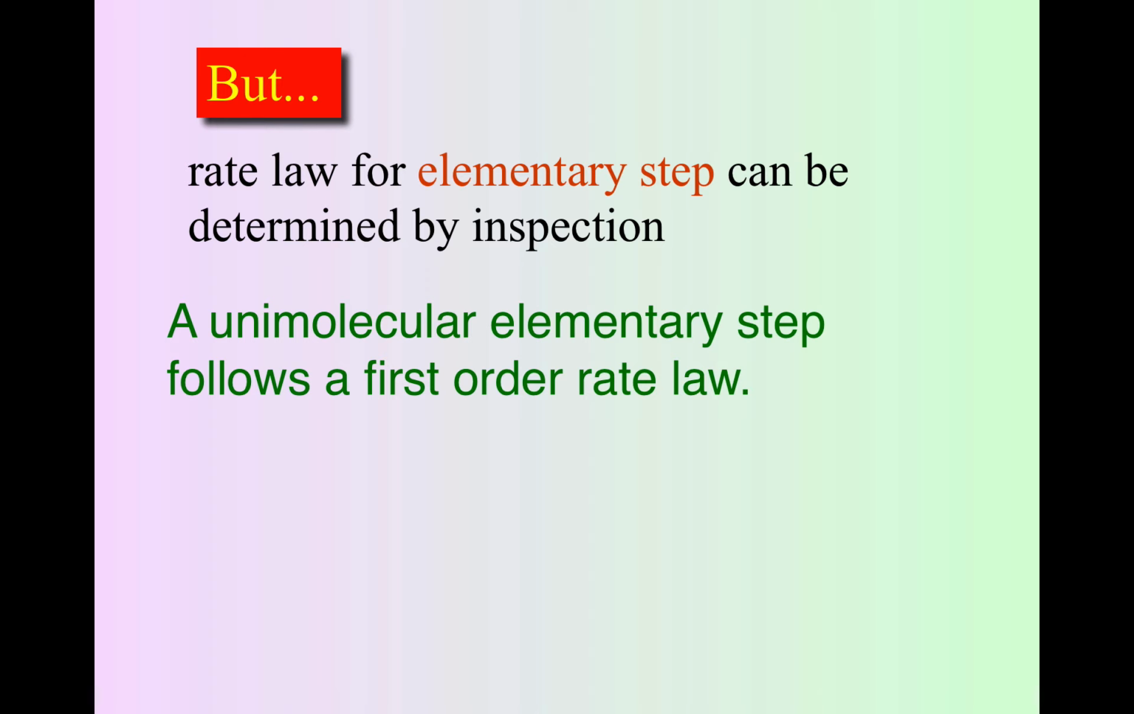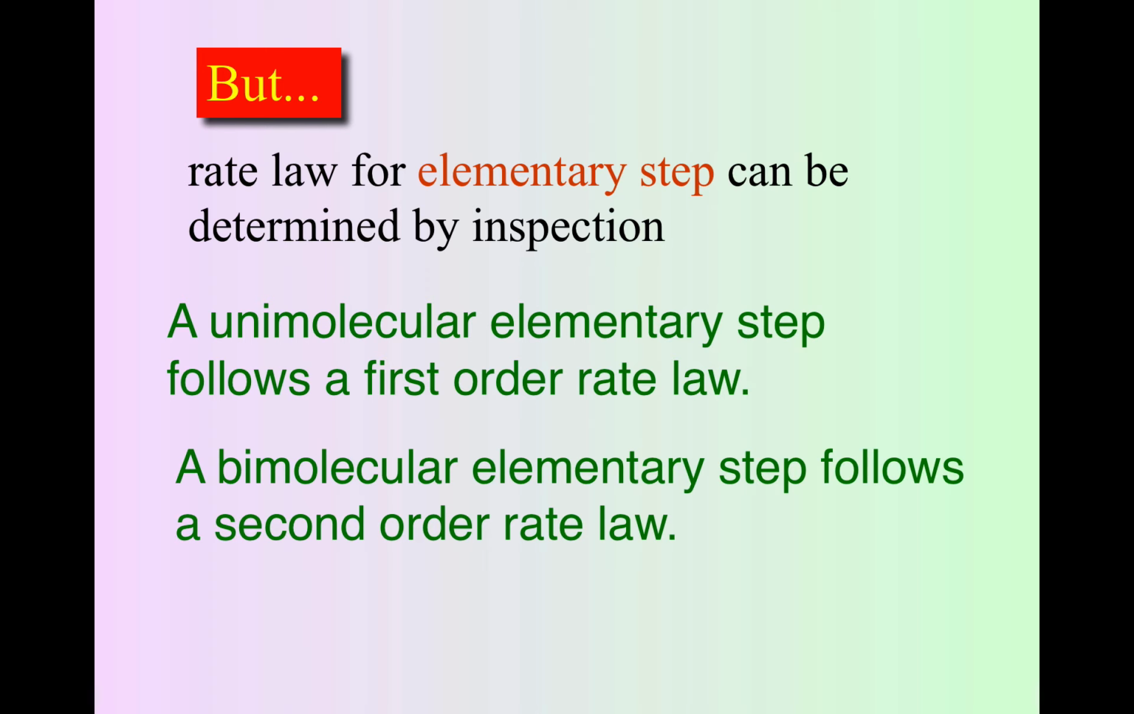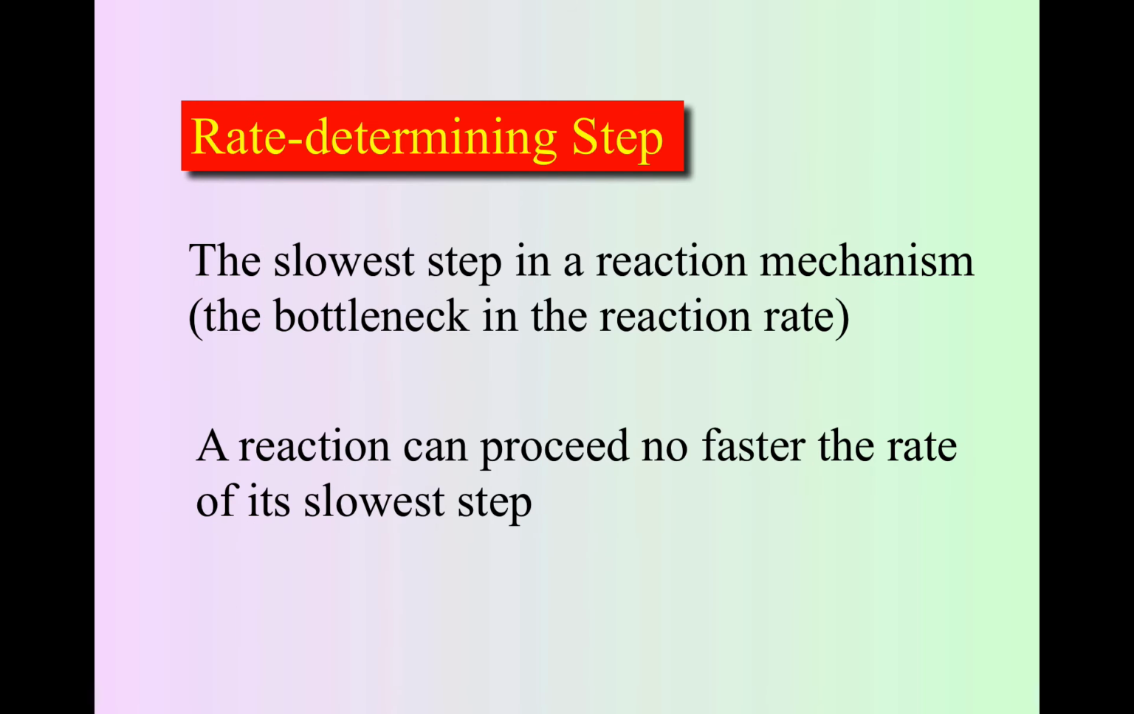All right, so it's a unimolecular step. It's going to follow first order kinetics. It's going to be dependent on the concentration of the thing falling apart. If it's a bimolecular step, it's going to have two things smacking into each other, so it's going to follow second order kinetics. Doubling both of them would quadruple the opportunity for collisions, and so on.